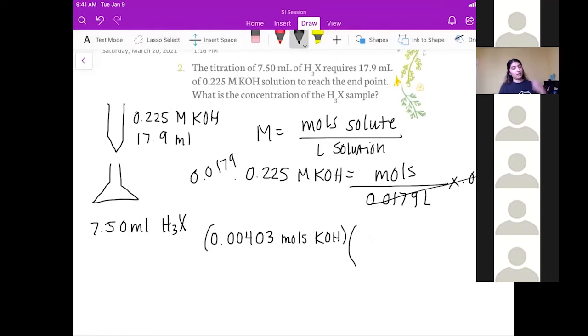Okay, so we're in moles of KOH, which is our base, and we need to convert to our acid. So if this were just a regular problem with a monoprotic acid, it would just be 0.00403 moles. But since this acid is triprotic and has 3 hydrogens, how would we set up the dimensional analysis to find out how many moles of acid we actually have? What would go on the top and bottom essentially? We'll start with the bottom. What should go on the bottom?